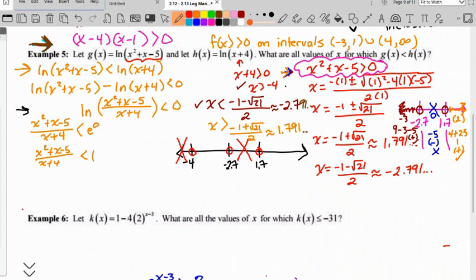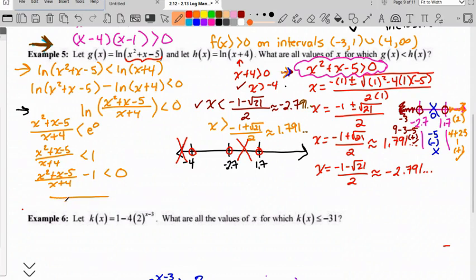Okay, so let's go ahead and take a look at this. How can we solve it then without multiplying both sides by x plus 4? So another valid option, which like I said is a good way to remember in general, we can just subtract that 1 from both sides. So that's going to give me (x squared plus x minus 5)/(x plus 4) minus 1 is less than 0. Now, let's go ahead and rewrite that over the common denominator.